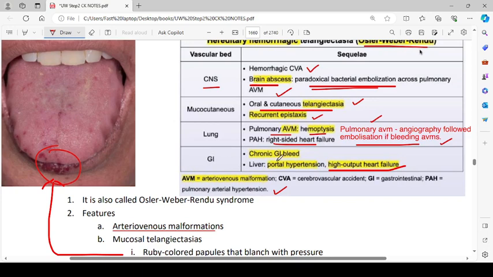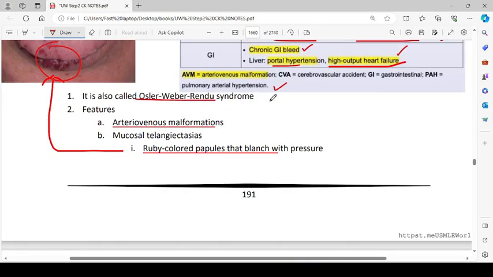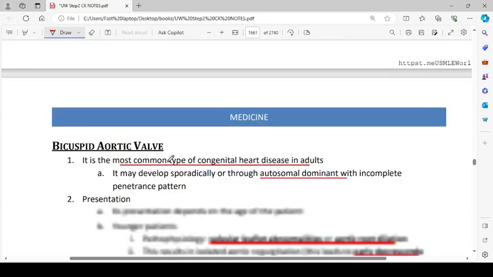Then in the GIT, there is chronic GI blood bleeding, and for the liver, Osler-Weber-Rendu syndrome can present with portal hypertension and high output heart failure. It is also called Osler-Weber-Rendu syndrome. Features are arteriovenous malformations, mucosal telangiectasias, which are ruby-colored papules that blanch with pressure.